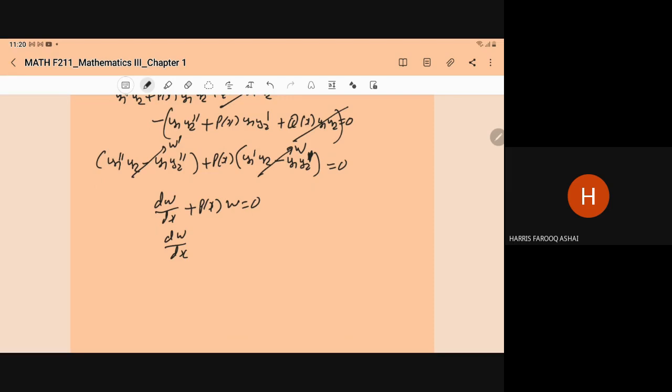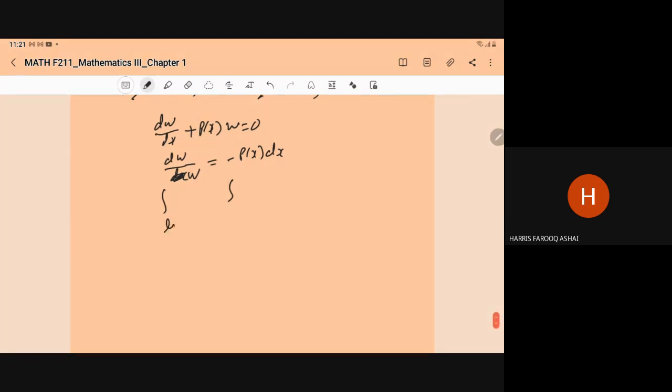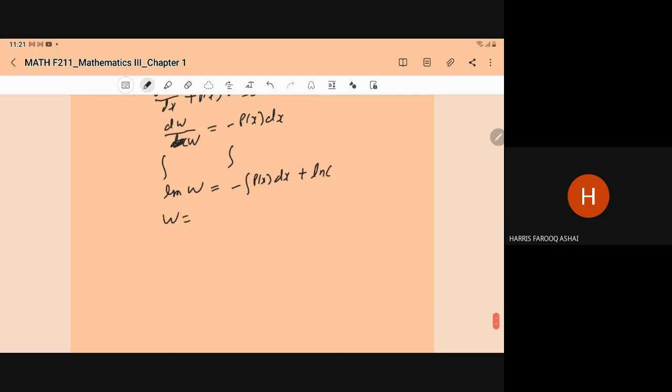So dW upon W is equal to minus px dx. You can separate the variables. So when you integrate on both sides, it will give you ln W is equal to minus integral px dx plus ln c, or W is equal to c e to the power minus integral px dx.